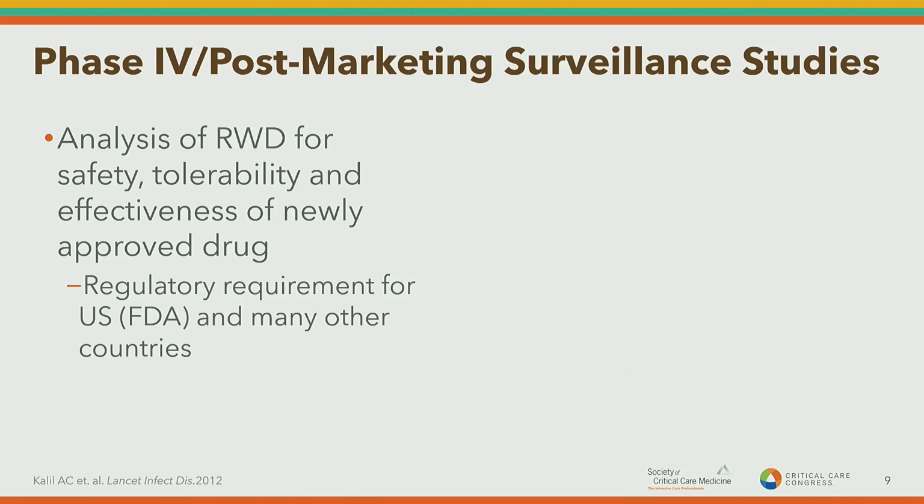But the larger use of real-world evidence is in post-marketing surveillance studies, a form of phase 4 studies. So whenever a drug or a device is approved and put on the market, the FDA and many other regulatory agencies around the world require that the company then collects data on its use in clinical settings to determine safety, tolerability, and effectiveness, meaning how well does this newly approved intervention work in real life.